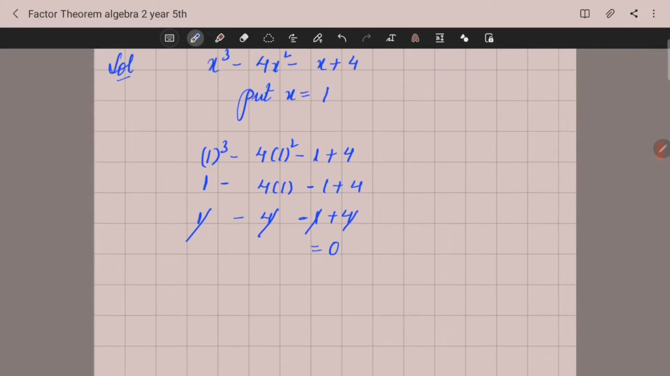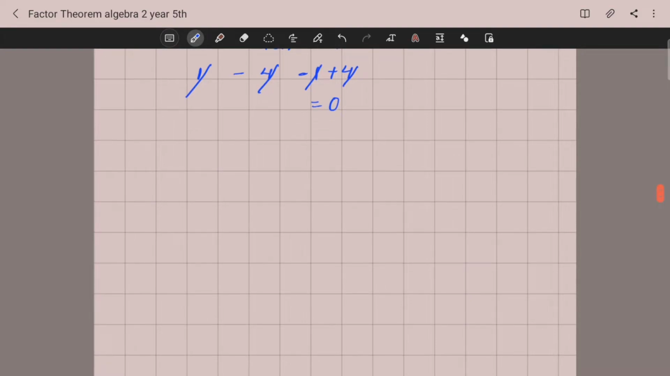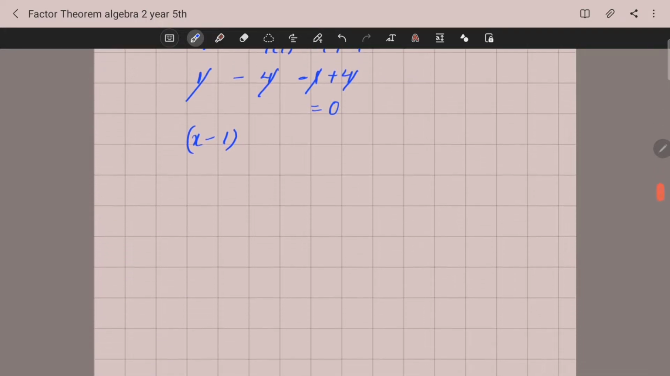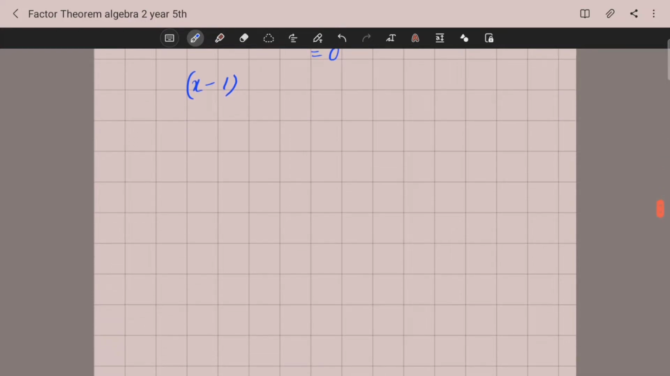If I am not getting 0 by putting x is equal to 1, I'll use x is equal to 2. After that, again if I am not getting it, I use some other number. I can take integers also: x is equal to minus 1, minus 2, 0 and so on. So the factor is x minus 1. Now we will use the long division method to find the other factors.